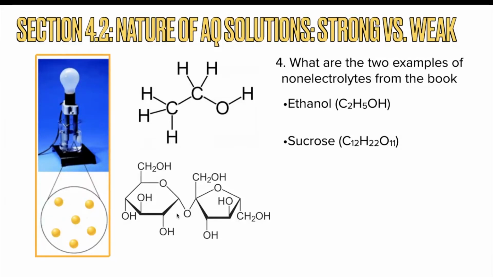Same thing with table sugar. So, sucrose is table sugar. And so when you put sugar in water, we know that sugar dissolves, but sugar does not break apart into ions like salt does or something like that. So that's why this is a non-electrolyte.